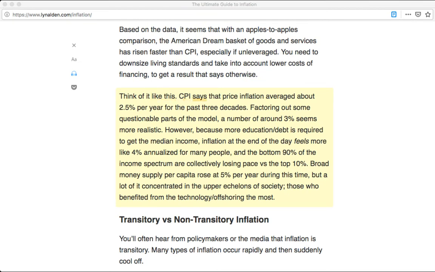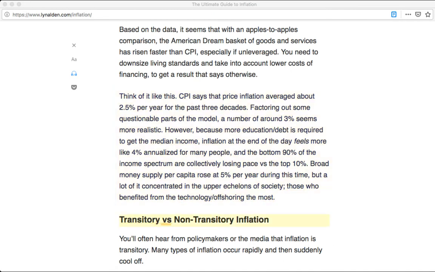CPI says that price inflation averaged about 2.5% per year for the past 3 decades. Factoring out some questionable parts of the model, a number of around 3% seems more realistic. However, because more education debt is required to get the median income, inflation at the end of the day feels more like 4% annualized for many people, and the bottom 90% of the income spectrum are collectively losing pace versus the top 10%. Broad money supply per capita rose at 5% per year during this time, but a lot of it concentrated in the upper echelons of society, those who benefited from the technology offshoring the most.